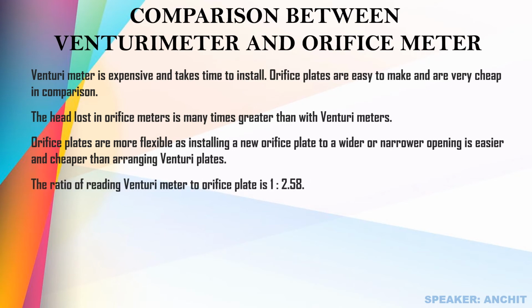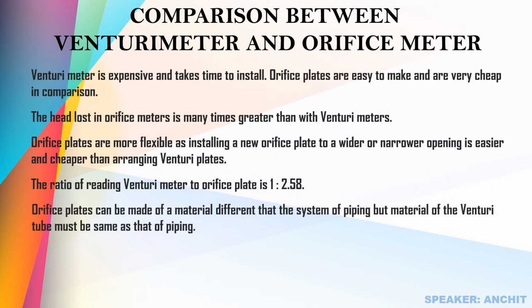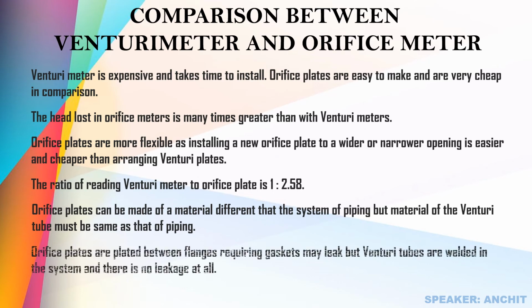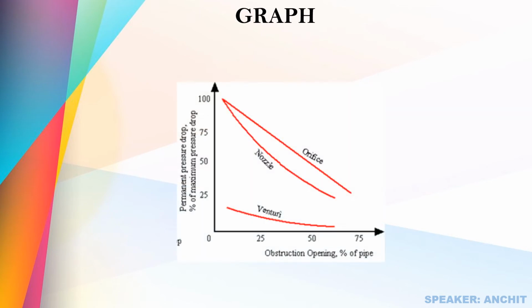The ratio of reading of Venturimeter to orifice plate is 1:2.58. Orifice plates can be made of a material different than the system of piping, but the material of Venturi tube must be same as that of the piping. Orifice plates are placed between flanges requiring gaskets, which may leak, but Venturi tubes are welded in the system and there is no leakage at all. This is the reason why the permanent pressure drop is higher in the orifice meter than that of the Venturi meter, as shown in the graph.